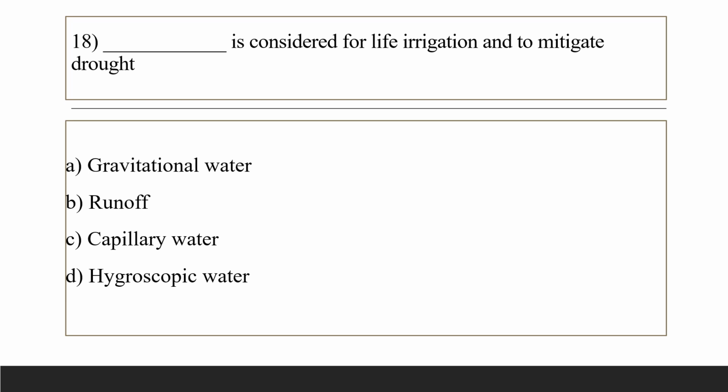Dash is considered for life irrigation and to mitigate drought. Here gravitational water means water that moves downward due to gravity. Capillary water means water held in the capillary zone, which is available to plants. Hygroscopic water means water tightly held by soil. So here we can collect runoff and store it for further irrigation and also to mitigate drought. So the answer is option B, runoff.